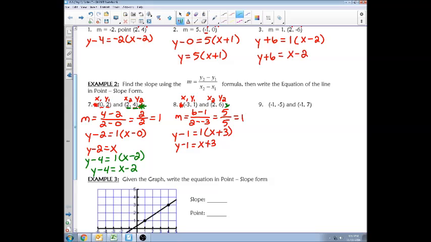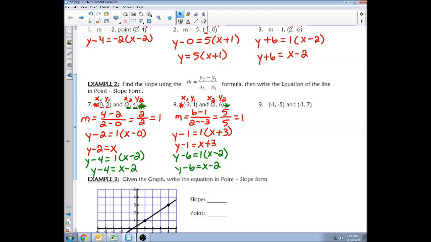Okay? On to the second point. If I were to use the second point, it would be y minus 6 is equal to 1, parenthesis, x minus 2, because I use the opposite of the y and the x in my point. And again, to simplify, it would just be x minus 2, and I would be done.